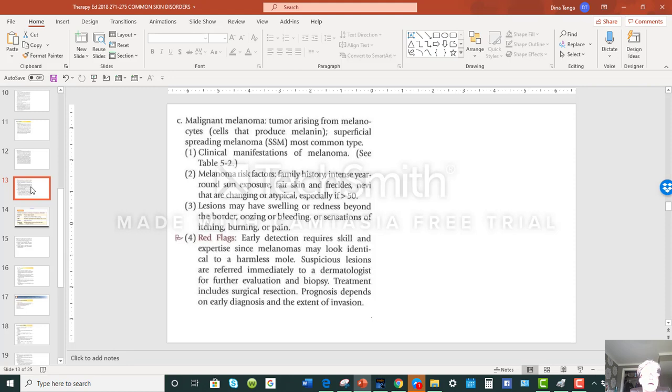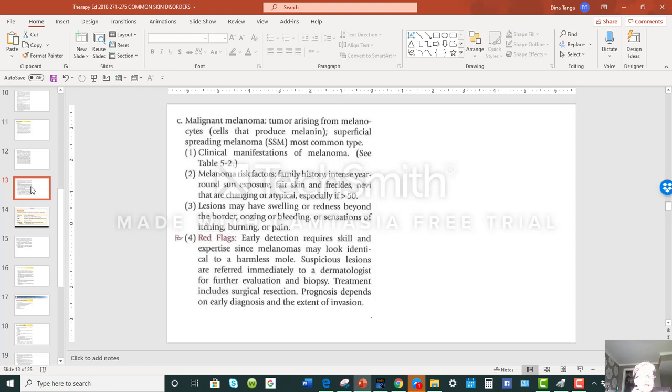Malignant melanoma. Tumor arising from melanocytes, cells that produce melanin. Superficial spreading melanoma, most common type. Clinical manifestations of melanoma, see Table 5.2. Melanoma risk factors: family history, intense year-round sun exposure, fair skin, and freckles. Nevi that are changing or atypical, especially if younger than 50.